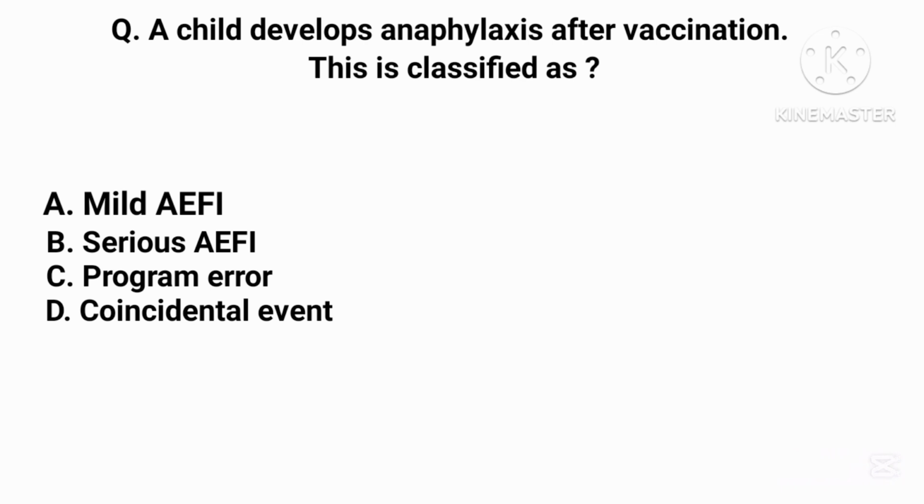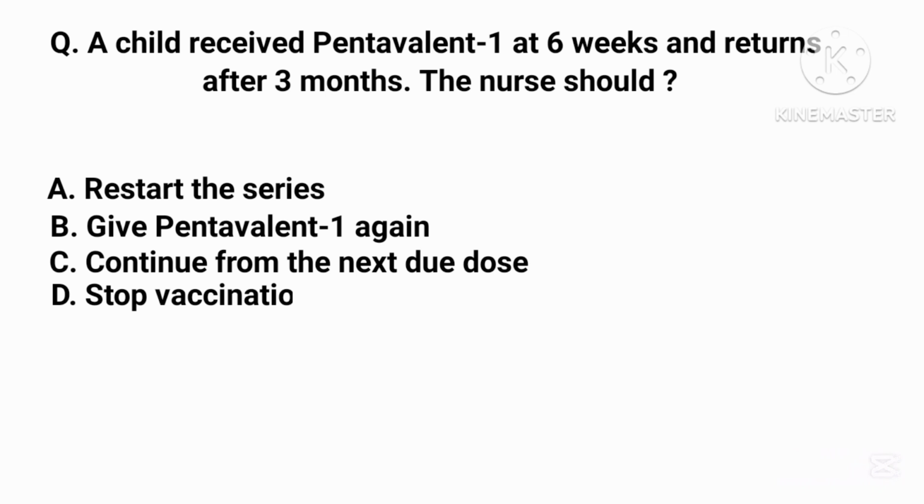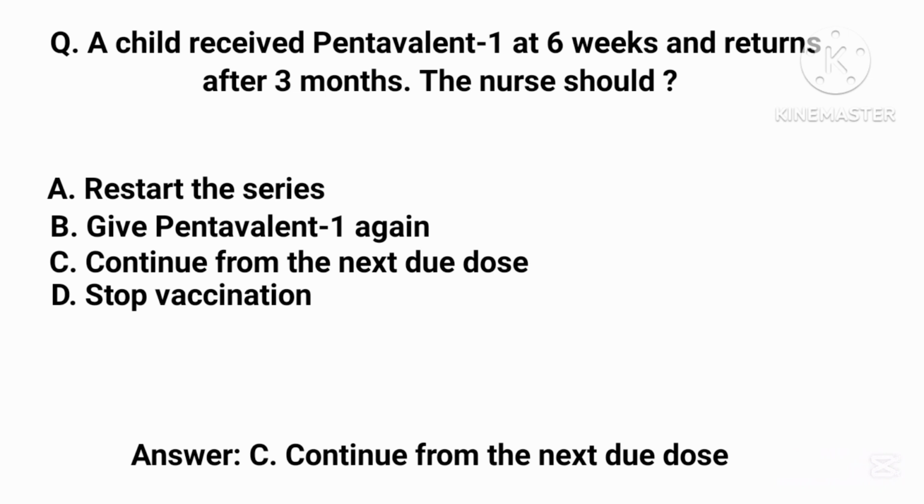A child develops anaphylaxis after vaccination. This is classified as. Correct answer is option B. Serious AEFI. A child received pentavalent 1 at 6 weeks and returns after 3 months. The nurse should. Correct answer is option C. Continue from the next due dose.